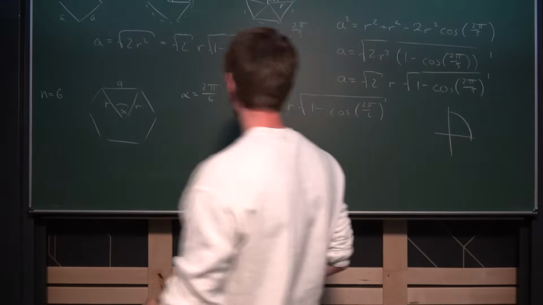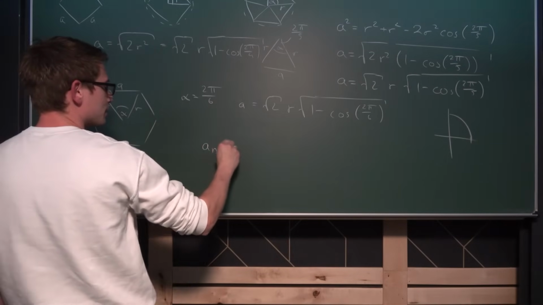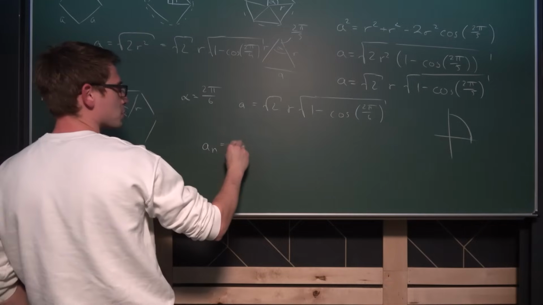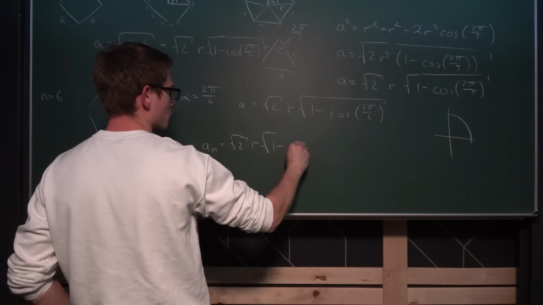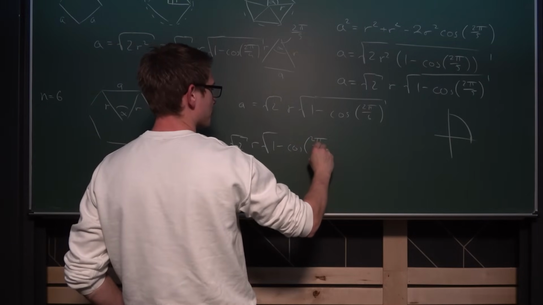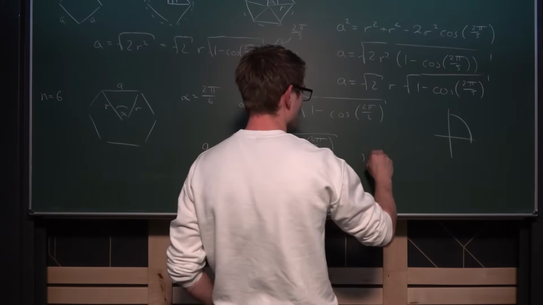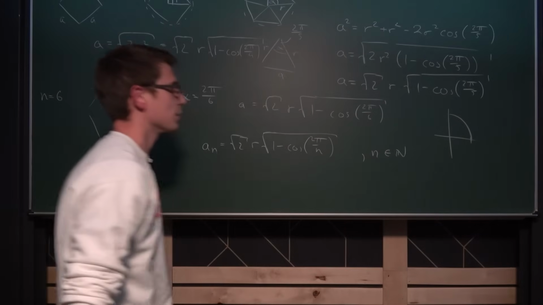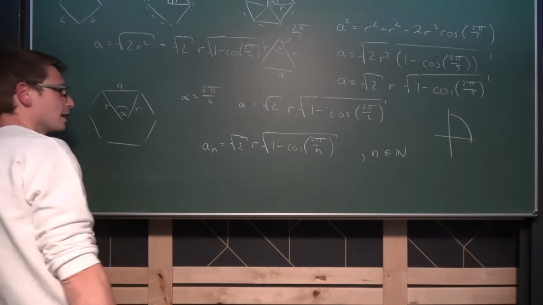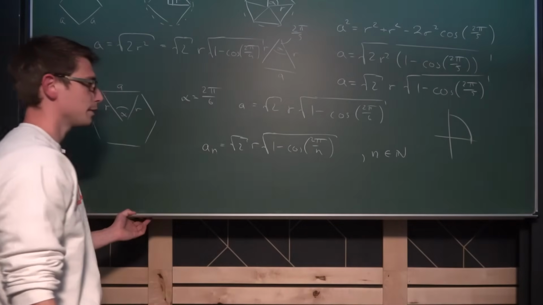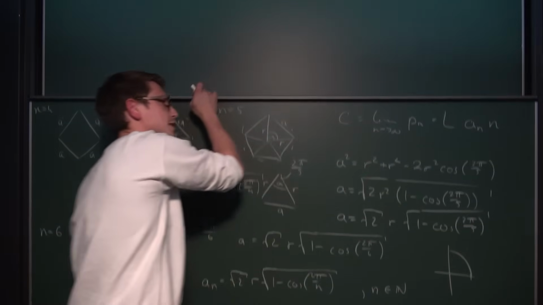So let us generalize this bit, and then we are going to solve our limiting process right here. A, with respect to n, our sequence is going to be square root of 2 times r times square root of 1 minus the cosine of 2 pi divided by n. It's as easy as that. Obviously, n is an element of the natural numbers without 0 and greater than 3 actually, but it doesn't matter, okay? Now we can continue our journey and we can solve this limiting process that we have right here.